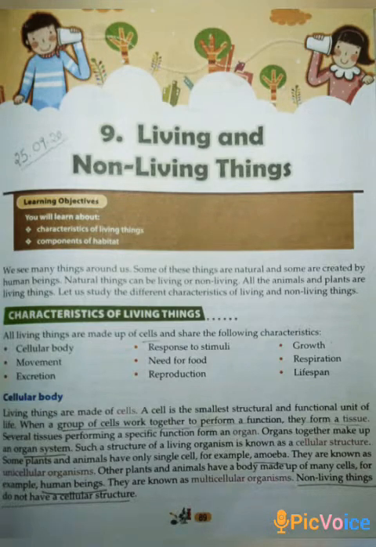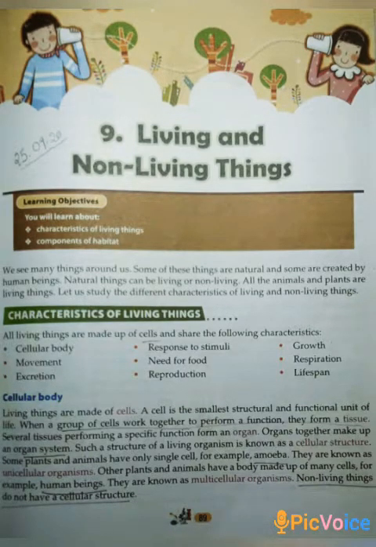Children, we see many things around us. Some of these things are natural and some are created by human beings. Natural things can be living or non-living. All the animals and plants are living things. Let's see the characteristics of living things.